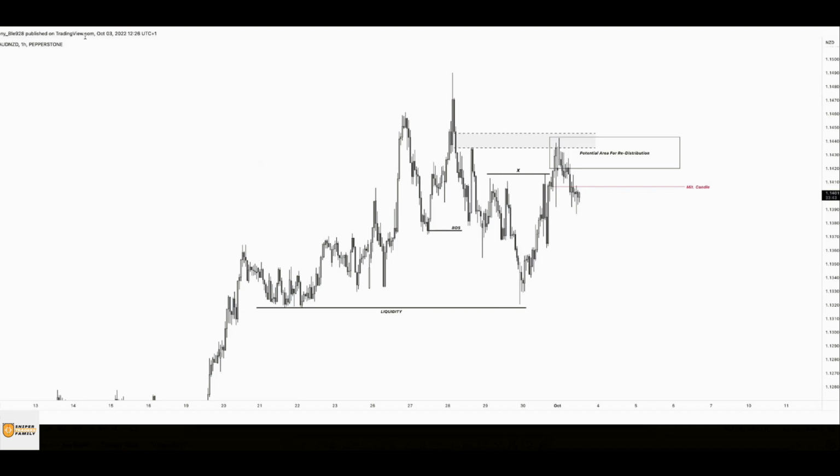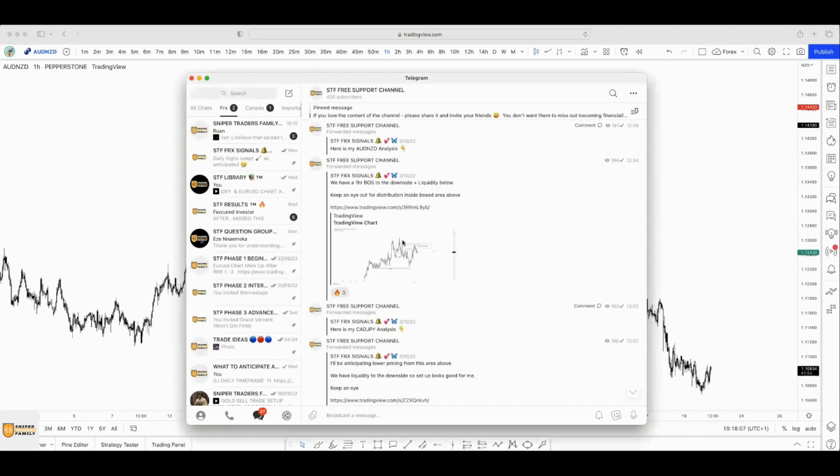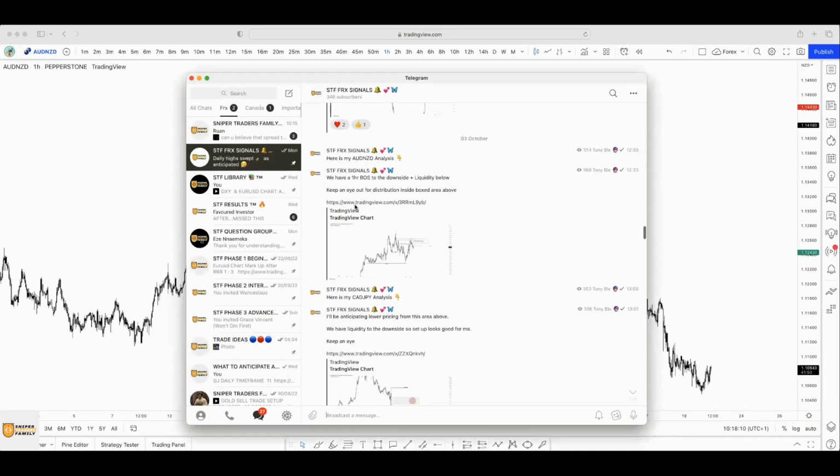As you can see, I actually published this trade idea on the 3rd of October, at 12:26 p.m. That was when I marked out this trade idea. So this is not me using the chart replay tool to perform some magic. I actually marked this out before it played out. That was the markup in the Signal group, and I also sent it out. So yes, that was my AUD NZD analysis.